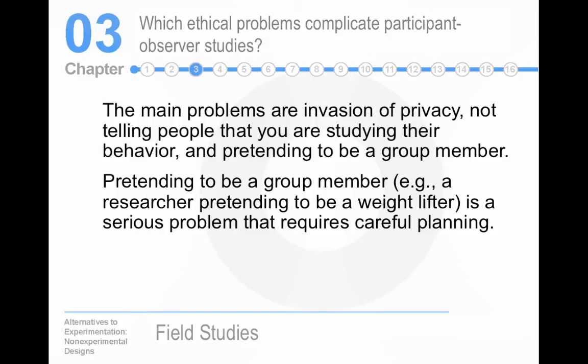The main problem with participant observer studies is that you're pretending to be a member of a group. Burton said that if he had been revealed as a British explorer, he would have been killed in Mecca. Really, all forms of spying are participant observation.